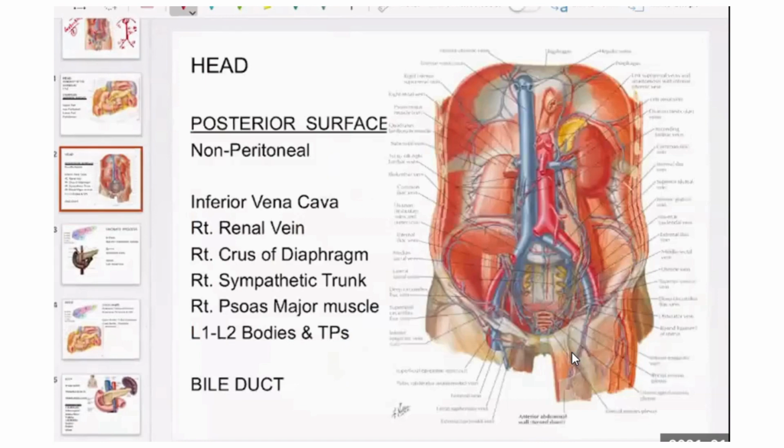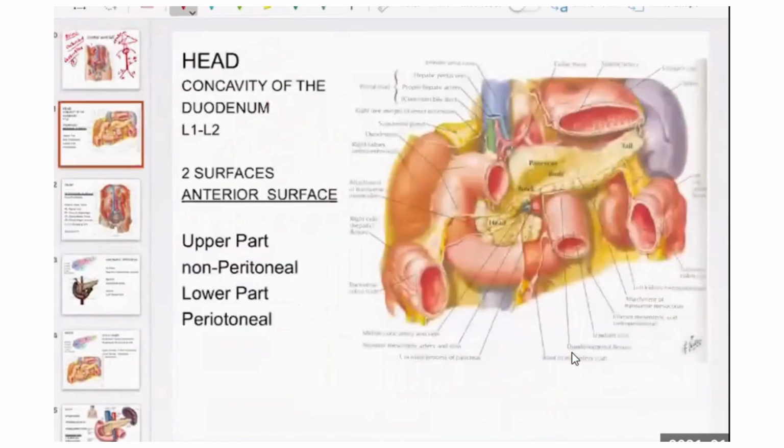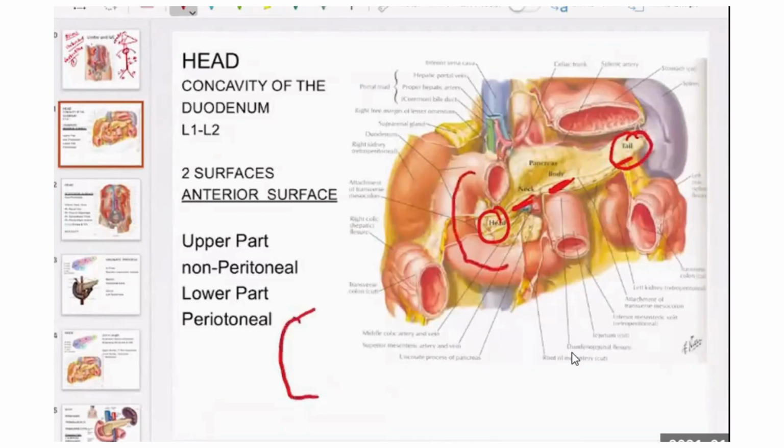Now proceeding with the pancreas, which has head, neck, body, and tail. We already finished tail. Tail is related to what ligament? Lienorenal ligament. Head is related to what structure? Second part of duodenum. So second part of duodenum, this is pancreas. Already we know there are two arteries present over here, right? Superior pancreatico-duodenal artery and inferior pancreatico-duodenal artery.